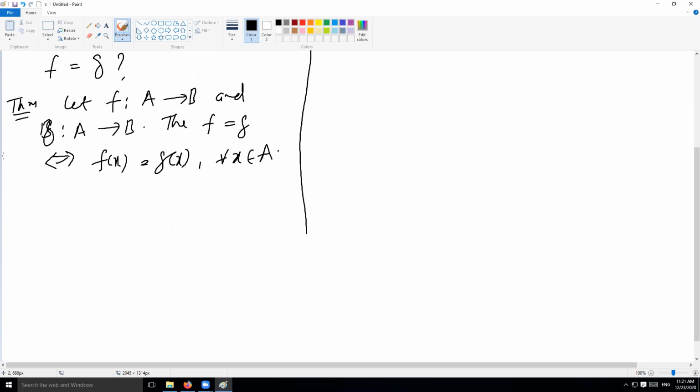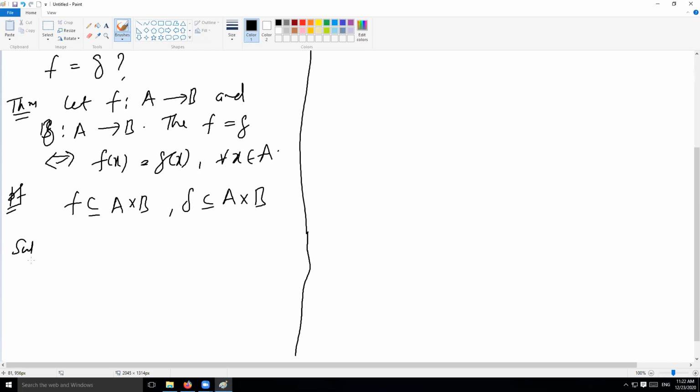So two functions are equal if and only if their outputs are equal. Equality of functions means that their outputs should be equal. So how can I prove that two functions are equal? Keep in view that functions are sets. A function f is a subset of A cross B, and g is also a subset of A cross B. So they both are sets.